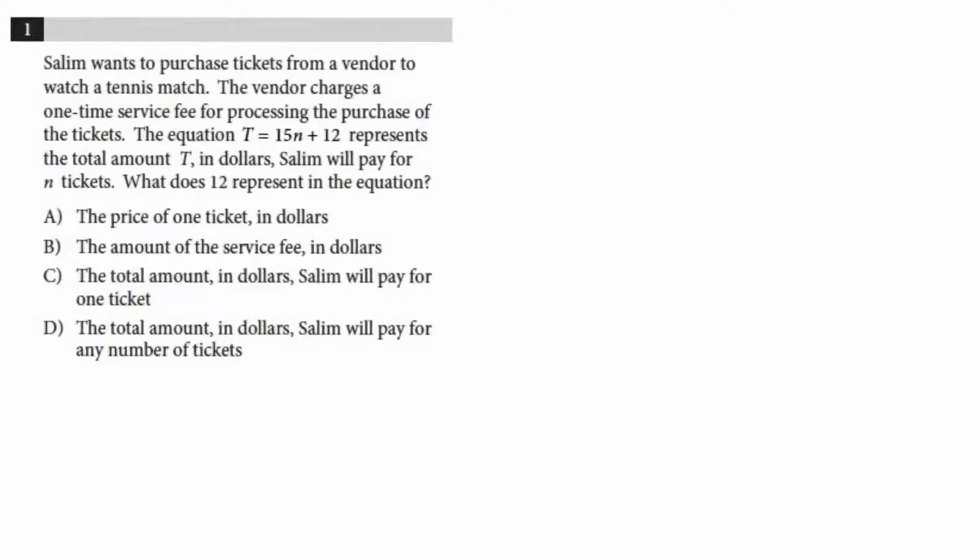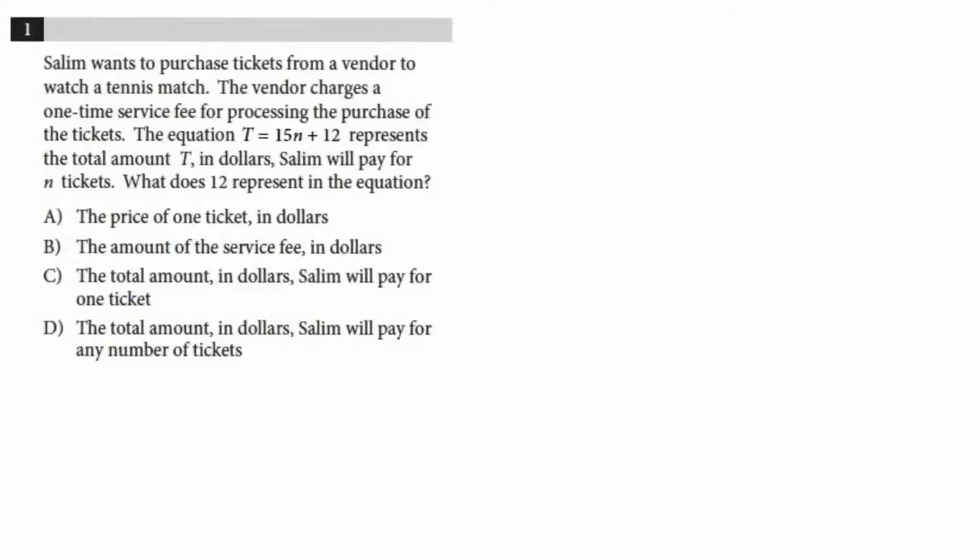Number 1, Salim wants to purchase tickets from a vendor to watch a tennis match. The vendor charges a one-time service fee for processing the purchase of the tickets. The equation t equals 15n plus 12 represents the total amount t in dollars Salim will pay for the n tickets. What does 12 represent in the equation?